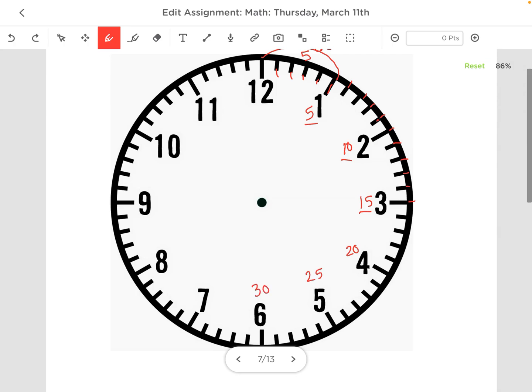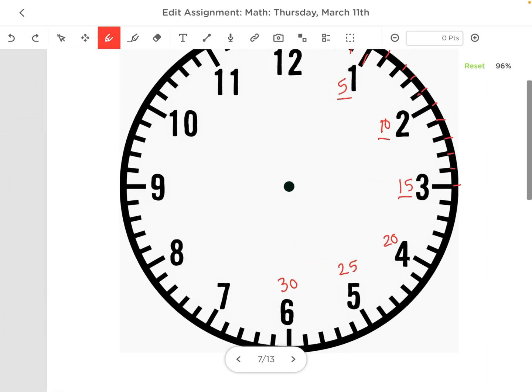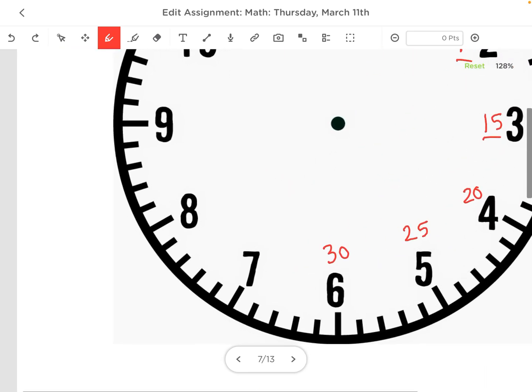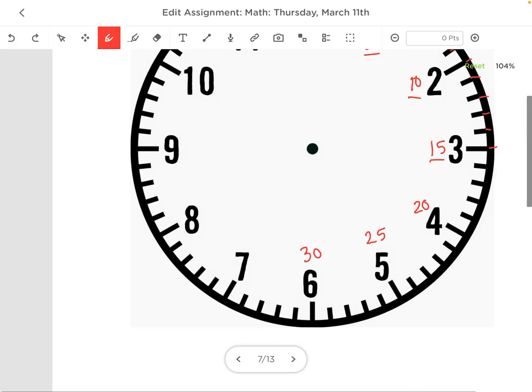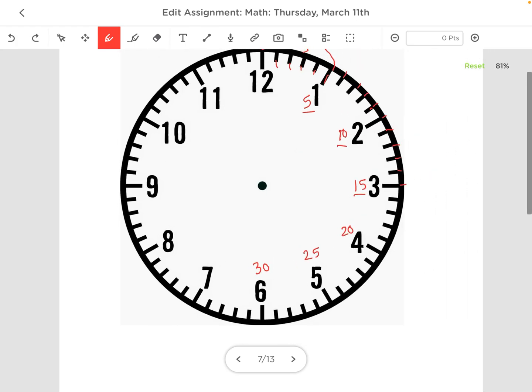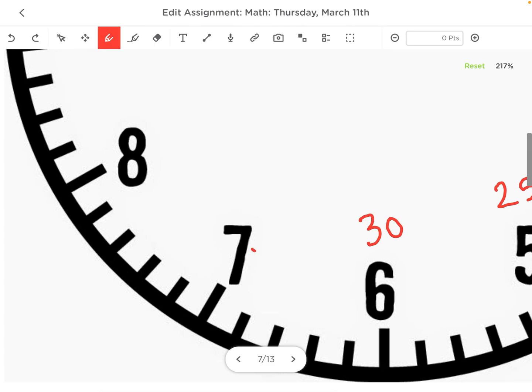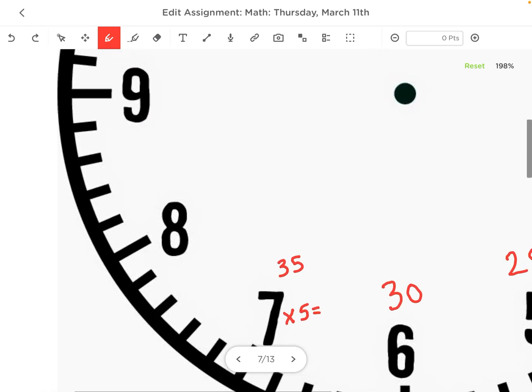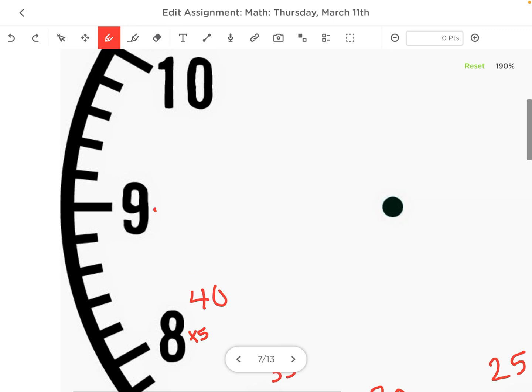30. Now you may already have known this, but something new that you can do now that you're a third grader is instead of always having to start at the 1, you can just multiply by 5. So what is 7 times 5? 35. What is 8 times 5? 40. What is 9 times 5? 45.